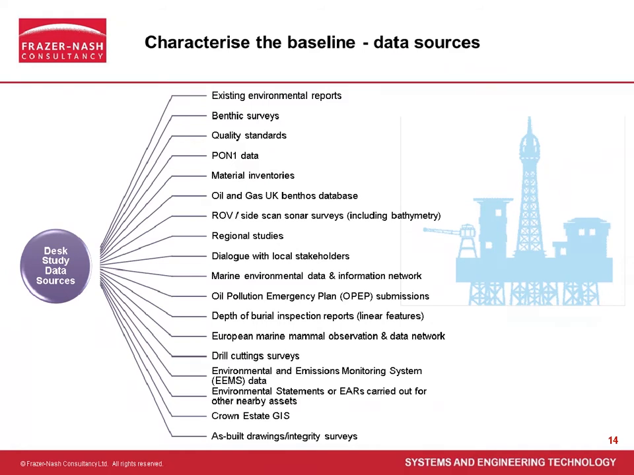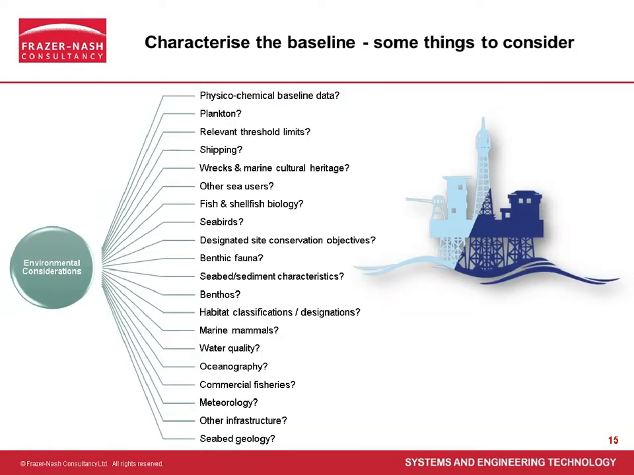The slide I've got up at the moment provides a useful list of data sources when undertaking the baseline characterization. Whilst characterizing the baseline, it's also useful to consider a number of other factors. The slide up at the moment provides a list of those factors, which includes things like physico-chemical baseline data, threshold limits in the local environment, the location of wrecks or marine cultural heritage, benthic fauna, or habitat classifications and designations.